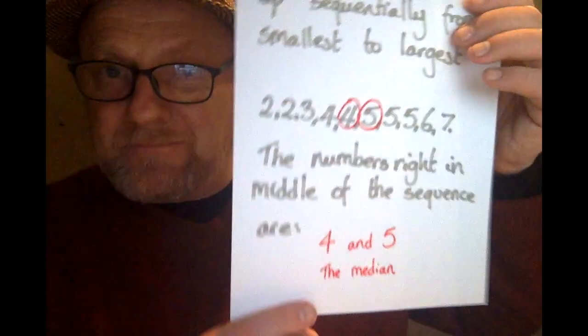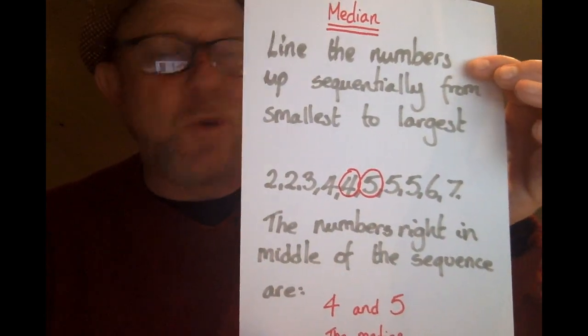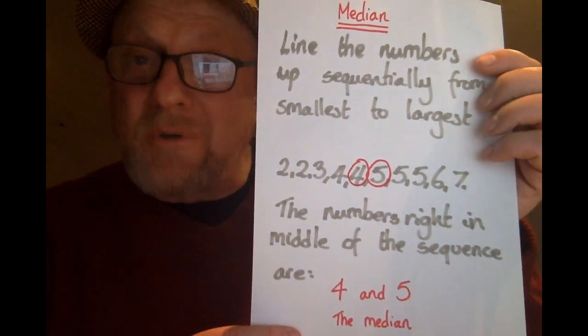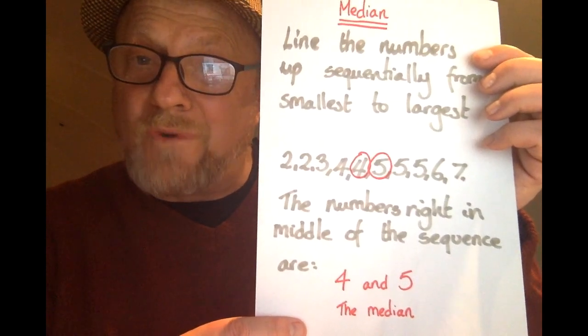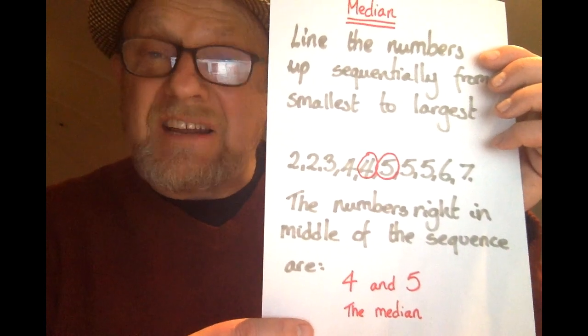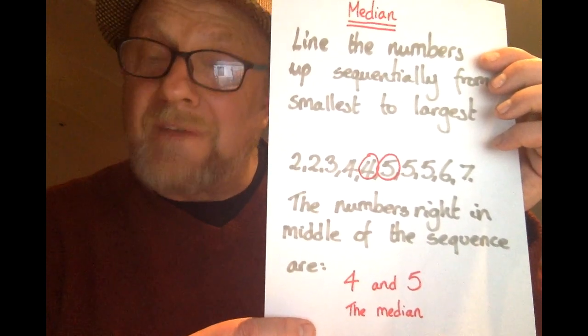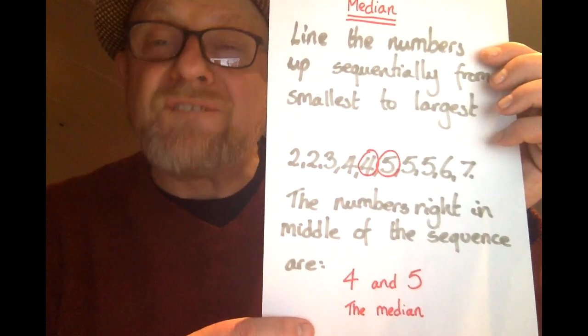The median. You have to line the numbers up sequentially. So from the smallest to the largest. My number set lined up is 2, 2, 3, 4, 4, 5, 5, 5, 6, 7. And the numbers that are directly in the middle, there are two of them, are 4 and 5. So my median is 4 and 5.